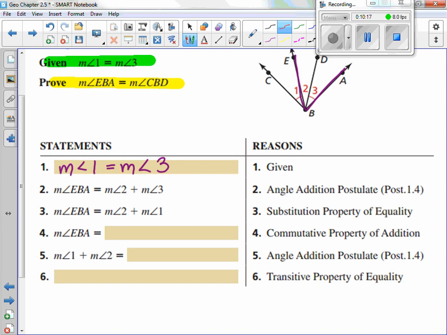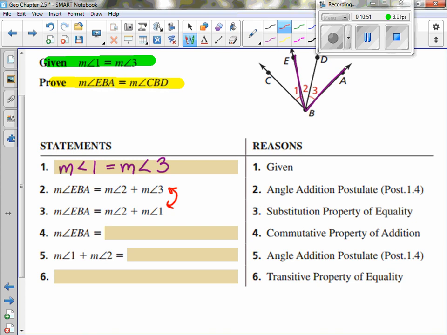Now we got angle EBA is equal to 2 plus 3 because of our angle addition postulate. Because two angles added together give us the big one. So an angle can be split up into its two parts. We can add those together. Substitution property of equality. We substituted in that 1 is equal to 3. So we get this here. Angle 2 plus angle 1 equals the measure of EBA. So we have those two statements.